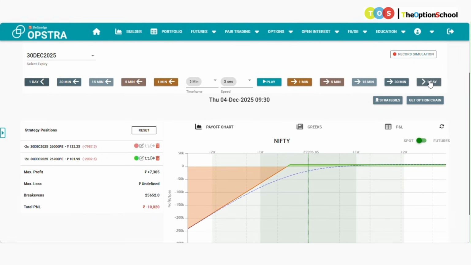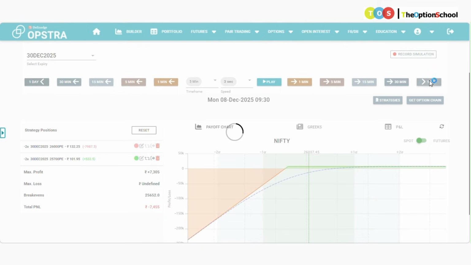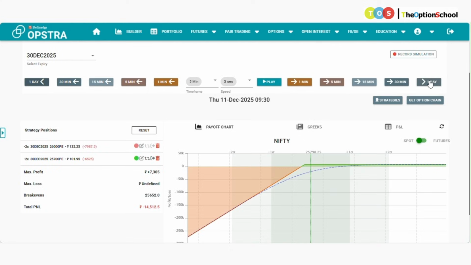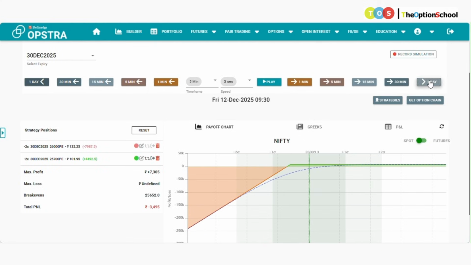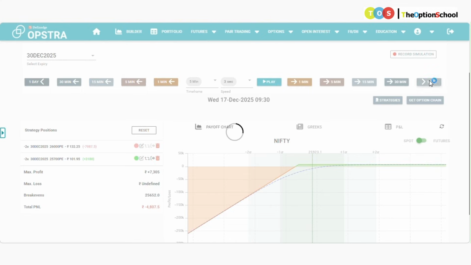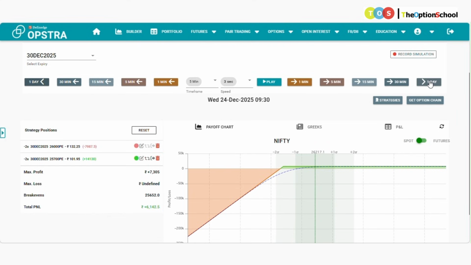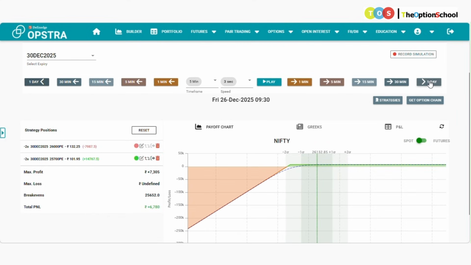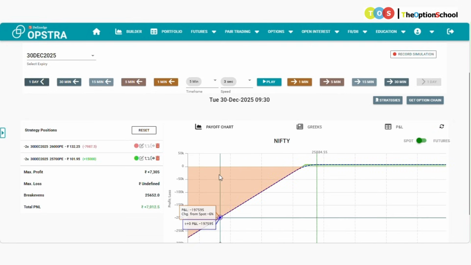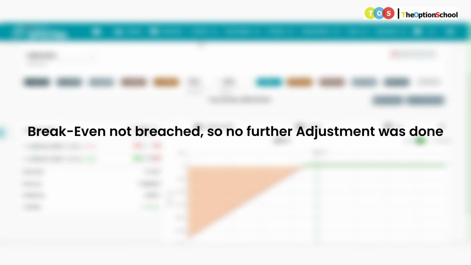Now let's see. The market is further coming down, but he's still far away from his positions. So let's say he keeps sitting in the trade; let's see whether he is required to do any more adjustments or not. By the end of the month the market again went up and he is not required to do any adjustments. He is making a little bit of profit in the trade, around 6,000 to 7,000 rupees by the end of the month. So this is a simple adjustment, and after doing the adjustment his break-even point never got breached, so there was no requirement for any other adjustments.